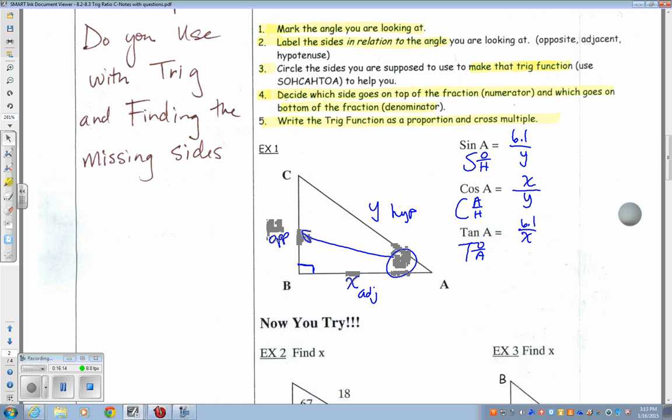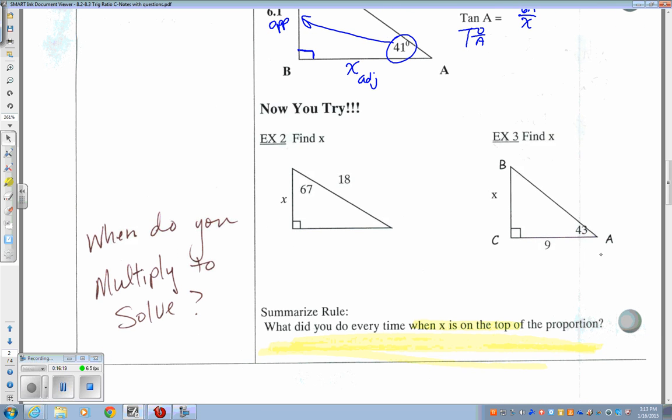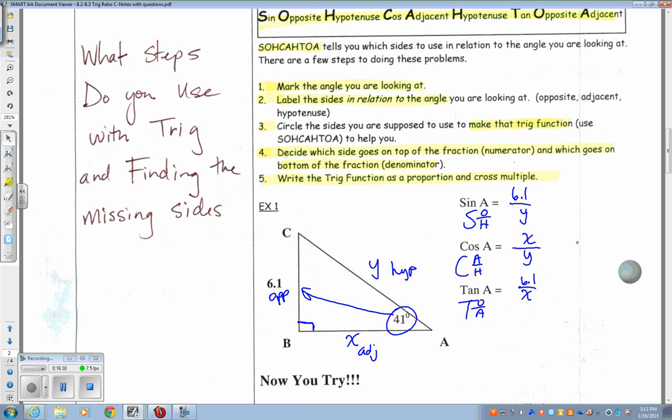Now, if I need to find a missing side, so this is example 2 for me. First thing is to circle the angle. Oh, and I forgot to tell you something. When we talk about the angle you're looking at, you're never going to use the right angle. We'll never use the right angle. Ever.